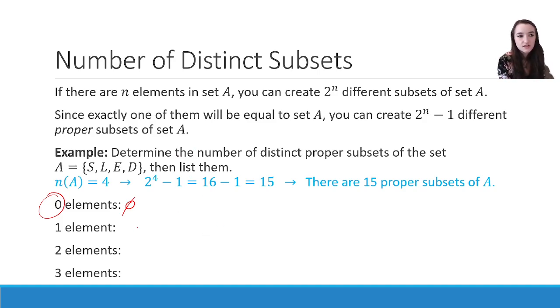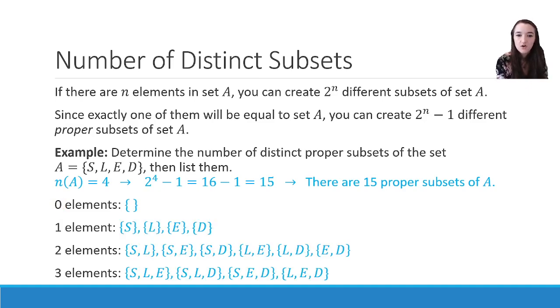Then the one element sets are going to just be the sets containing S, L, E, and D. The 2 element sets are going to be SL, SE, SD, LE, LD, ED. Then the 3 element sets, SLE, SLD, SED, LED, all of these, right? So these are all the possible sets, and if we count them, there's 1, 4, 6, 4, so that is 10, 15. There's 15 of them, just like we would expect.